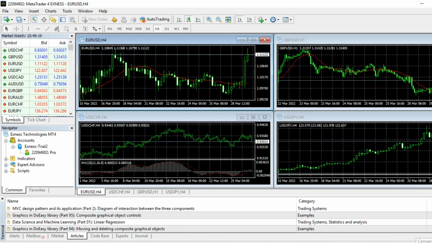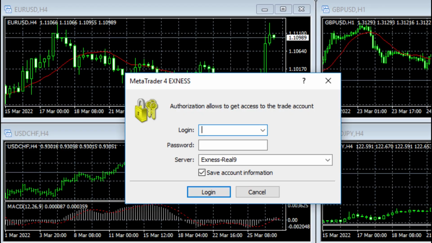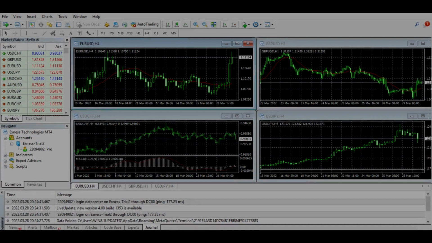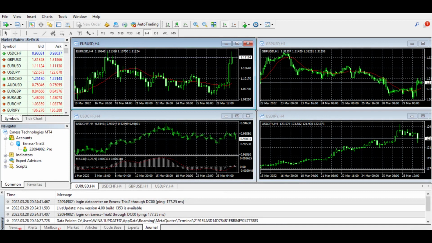Alright, to log in, click on the connection area at the right bottom corner of the trading platform. Enter your account ID, your trading password, and the server name provided by the Forex broker. Good. This is the interface of the MT4 trading platform. Now, let us look at the general features on this interface.